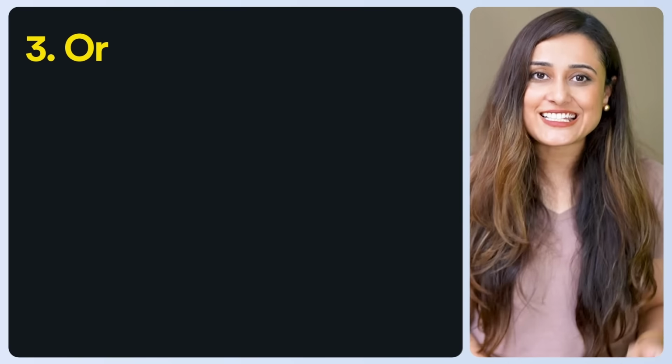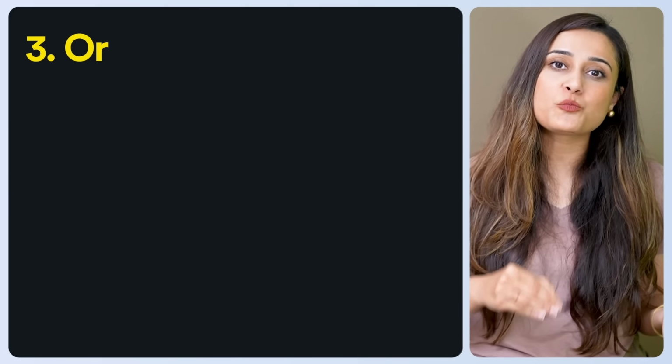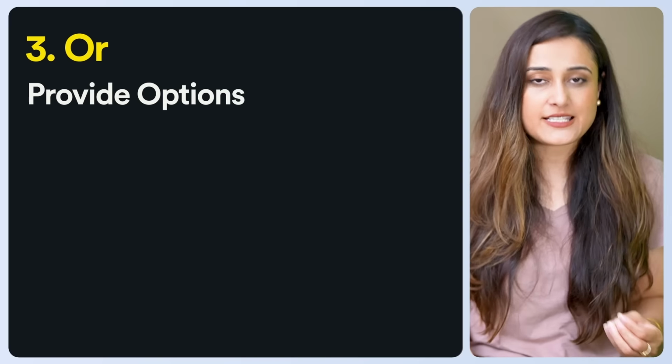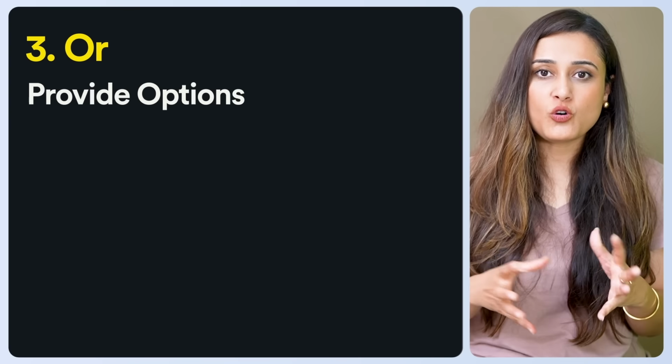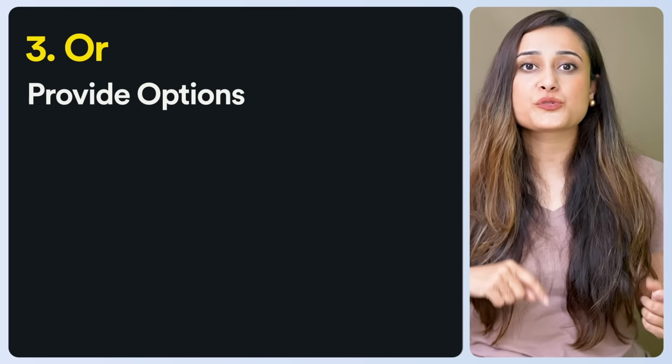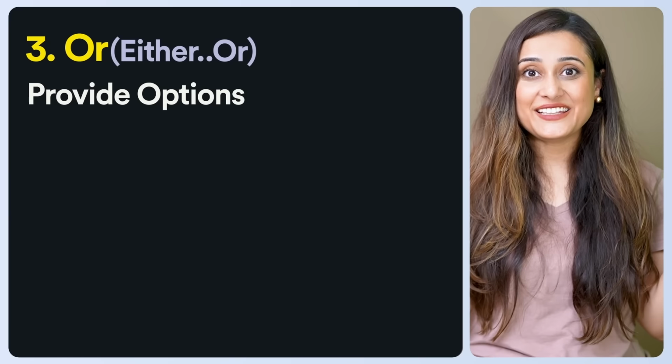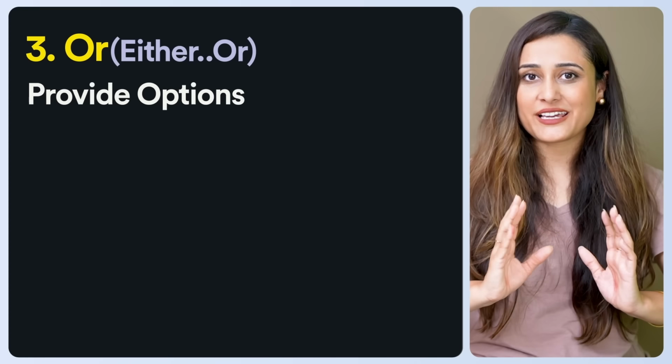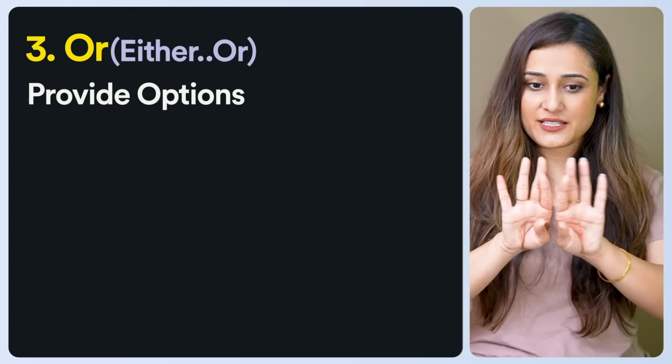Or, that is a linking word. Or is a linking word that helps you provide options in a sentence. And when you want to sound professional, you use either or. But either or are not written together or spoken together. They are spoken at a distance.